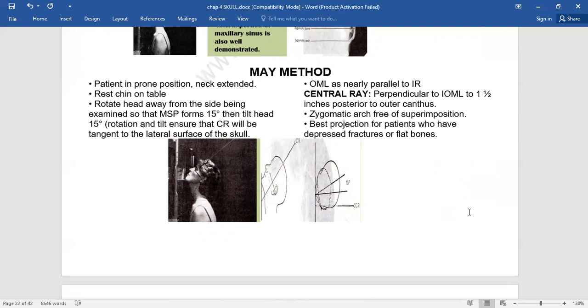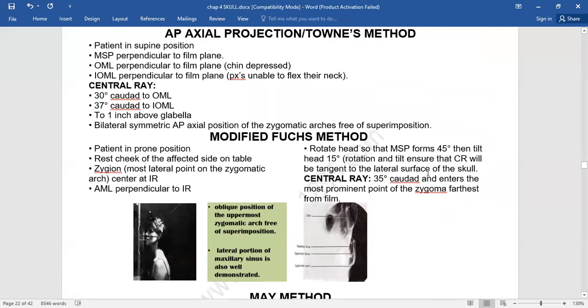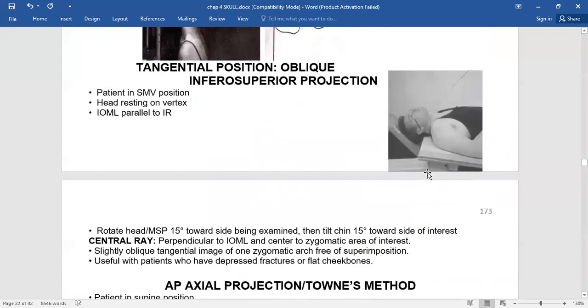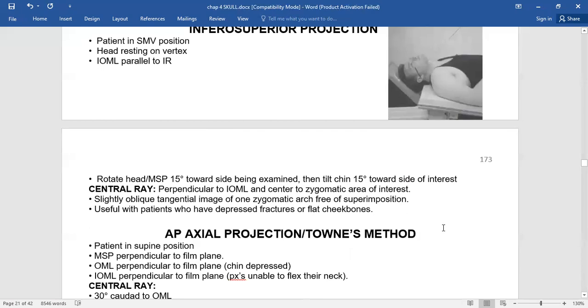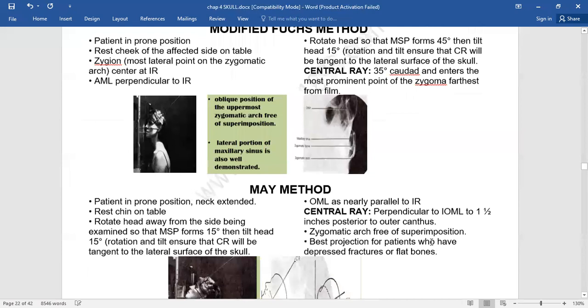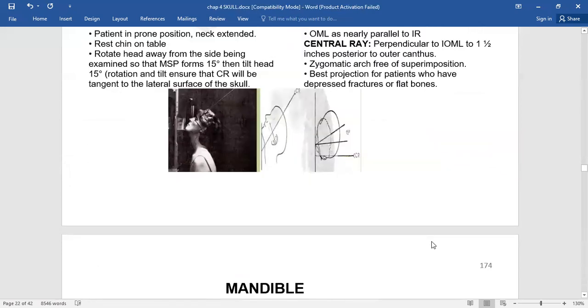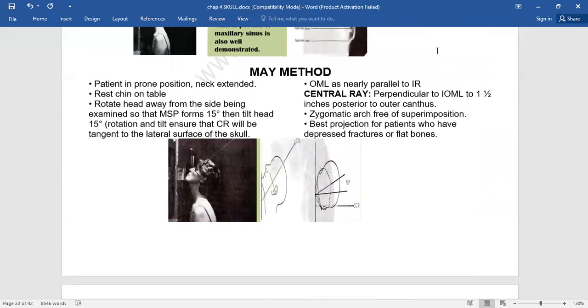So it demonstrates the zygomatic arch free of superimposition, and this demonstrates also para sa mga patients with depressed fractures or flat bone. So ang May method, parang pareho siya ng ating tangential position, oblique infero-superior projection para sa mga flat cheekbones ang May. So that's it for zygomatic arches. So the next natin na i-discuss is the mandible sa next na slideshow.